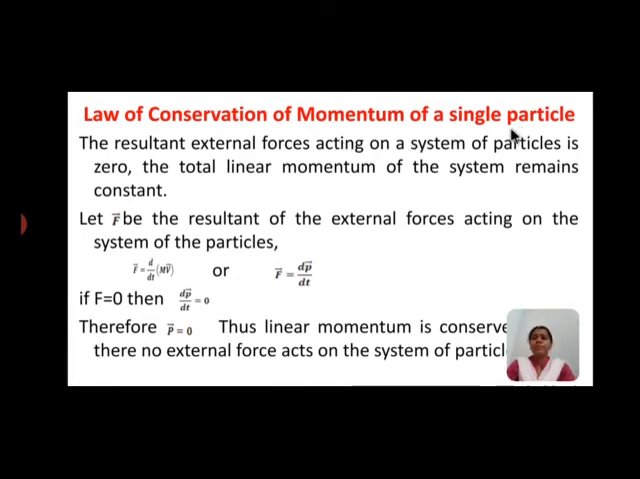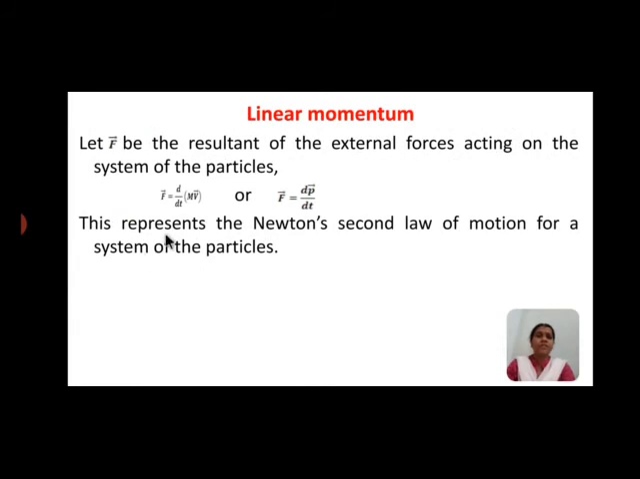So here, when the resultant external force acting on the system of particles is zero, then the total linear momentum of the system is going to remain constant. Let us consider F to be the resultant of the external force acting on the system. So how will we write it now? I have already written it in the previous part. Now, in the same way, we can write it out here.